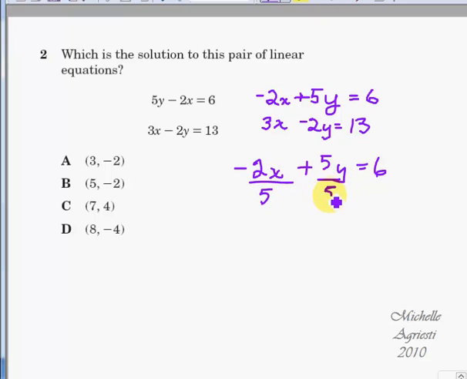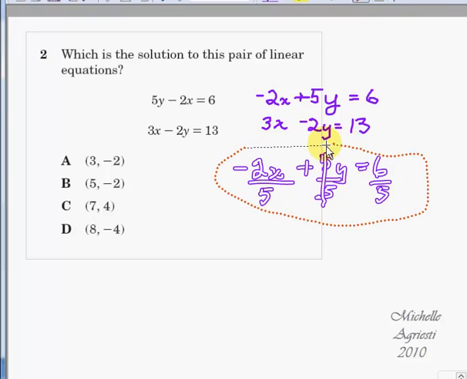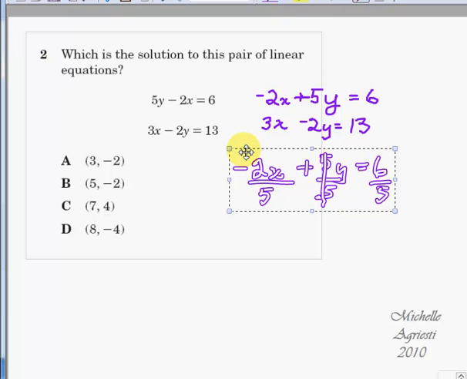Now notice what happens when we do that. My y would be by itself, but now I have fractions for the x and for this constant over here. Again, I like to avoid fractions if I can, so this is not a good idea. Let me get rid of this.